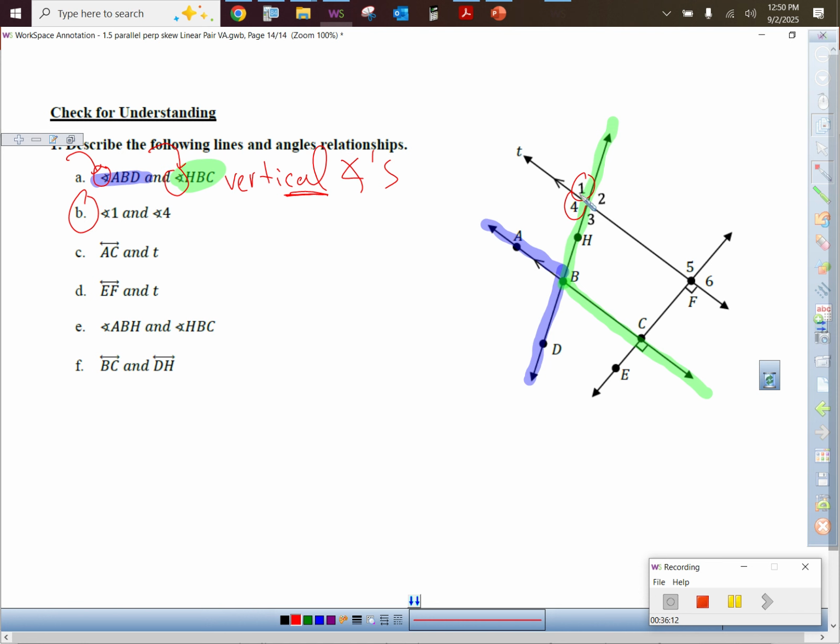What do you think? Linear pair or vertical angles? Those are a linear pair. If you just write the word linear, that is not good enough. You must have the word pair after it also. Linear pair. I'll do part C and turn you loose.